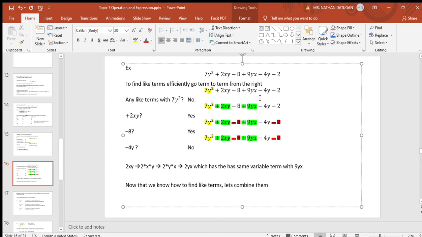So just because they don't look alike doesn't mean we cannot manipulate the variables, so it kind of looks alike. So again, you can only do this with multiplication. You cannot do this when we're adding or dividing.